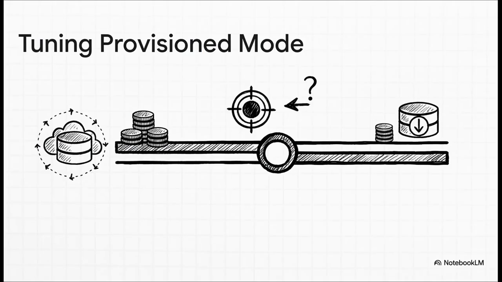But let's say you do go with provisioned mode. The main dial you can turn to optimize your costs is called target utilization. Think of it as a balancing act. If you set a higher target, you're running leaner, which means lower costs because you have less wasted capacity. But it also means you have a higher risk of getting throttled if there's a sudden spike. A lower target costs a bit more, but it gives you a bigger safety buffer. The goal is to get that number as close as you can to your actual usage without causing any errors.